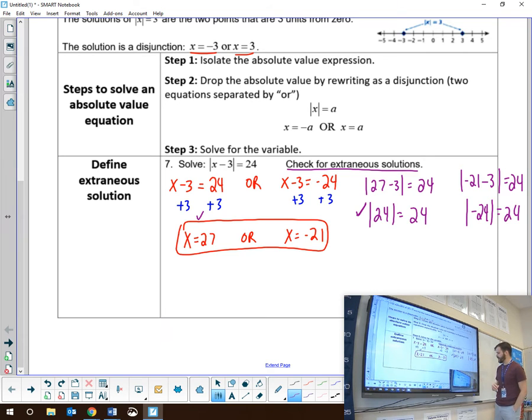Does the absolute value of negative 24 equal positive 24? Again, yes. So this is also a solution. So there are no extraneous solutions for this.